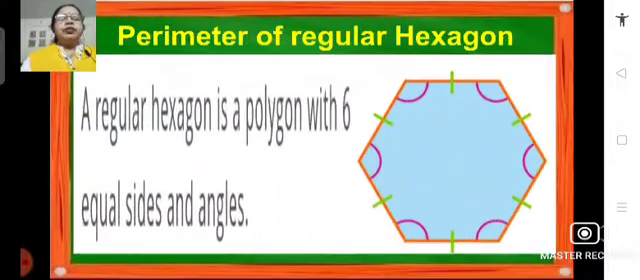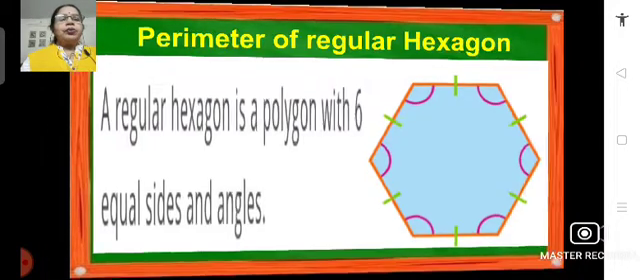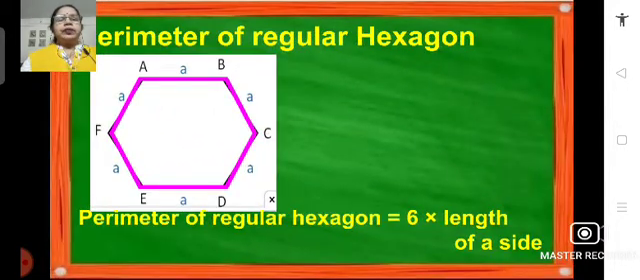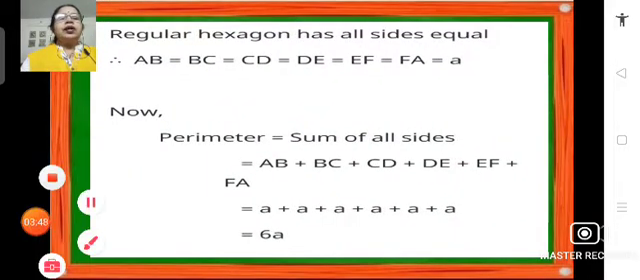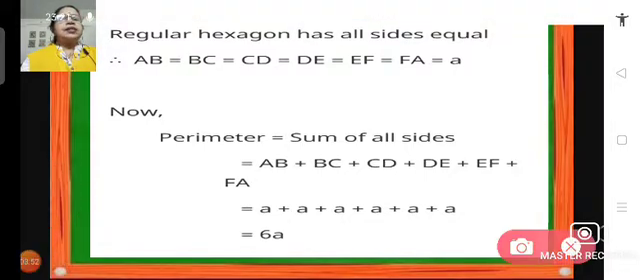Now, what will be the perimeter of a regular hexagon? So, what is a regular hexagon? A regular hexagon has 6 sides which are all equal. Now, how can we find its perimeter? The perimeter of a regular hexagon will be equal to 6 into the length of a side. Let's see how. Suppose we have a hexagon which has all 6 sides equal to a.